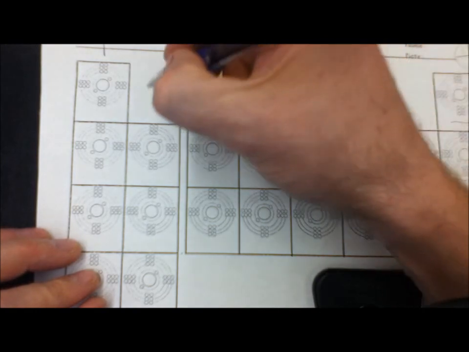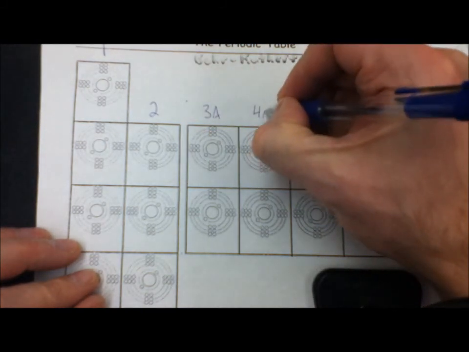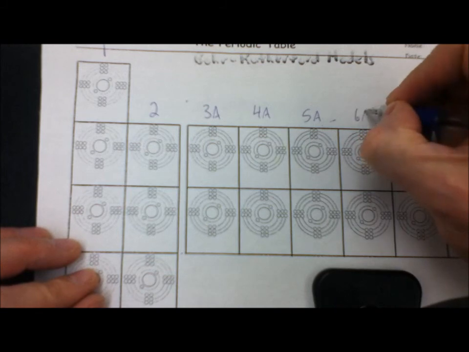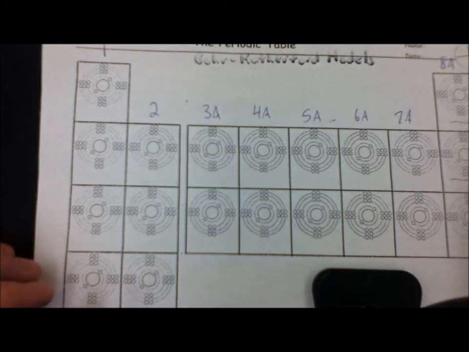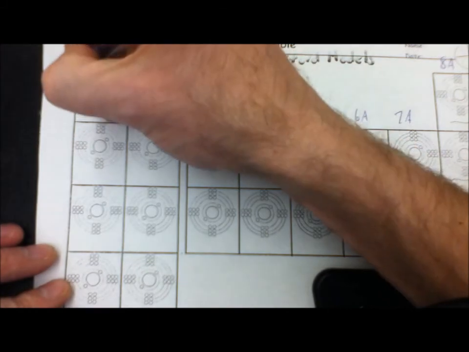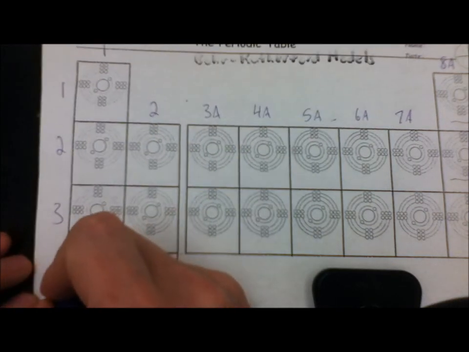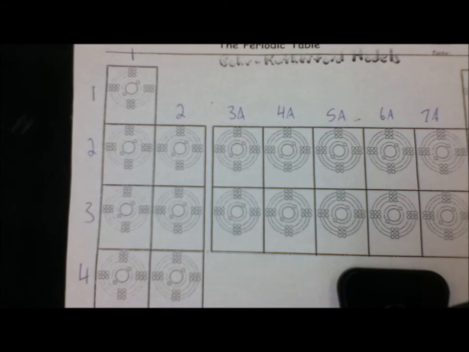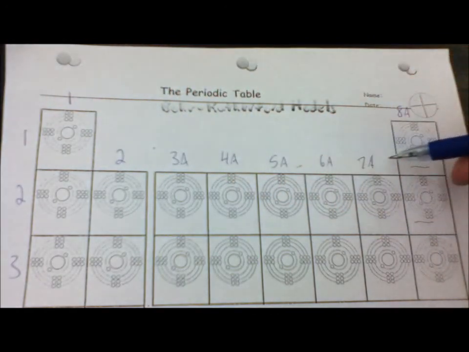Okay, so the first thing you want to do is number the group numbers and the periods as well. So this is group 1, this is group 2, this is group 13, which we're labeling as 3A, and then we're going to keep counting: 4A, 5A, 6A, 7A, and then 8A is up in the top right hand corner. And now you're going to number the periods. So that's period 1, period 2, period 3, and then period 4. Let's angle the camera so you can see that on the side, and then you can see 1, 2, 3A all the way to 8A there.